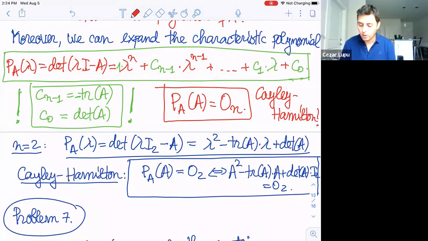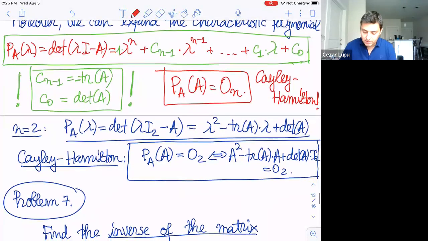Keep that in mind, always. In other words, the matrix A will always be the root of its characteristic polynomial, always. In the case of 2 by 2 matrices, of course, I'll have this, and it will translate into A squared minus trace of A times A plus the determinant of A times the identity equals 0. And we can go on for n equals 3 and so on. So keep this in mind.